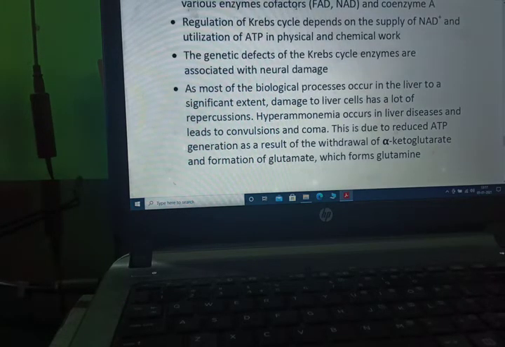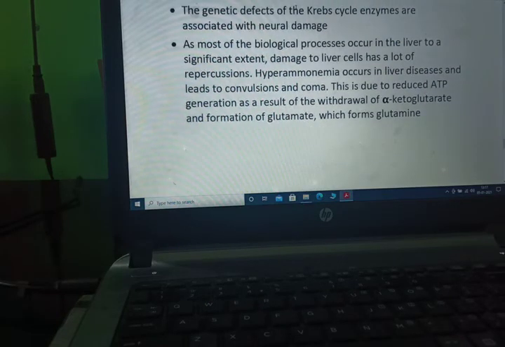Genetic defects of Krebs cycle enzymes are associated with neural damage. As most biological processes occur in the liver to a significant extent, damage of liver cells has a lot of repercussions. Hyperammonemia occurs in liver disease and leads to convulsion and coma. This is due to reduced ATP generation as a result of withdrawal of alpha ketoglutarate and formation of glutamate, which forms glutamine.